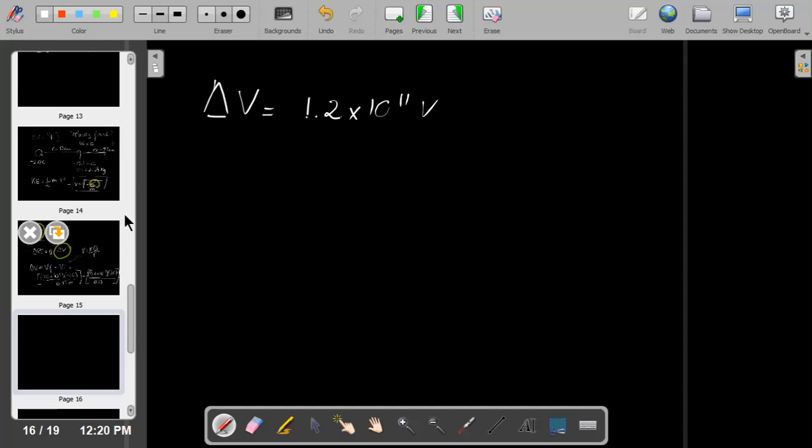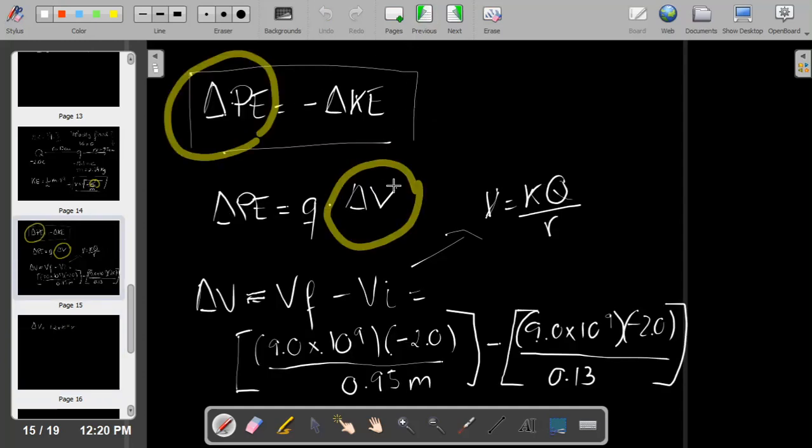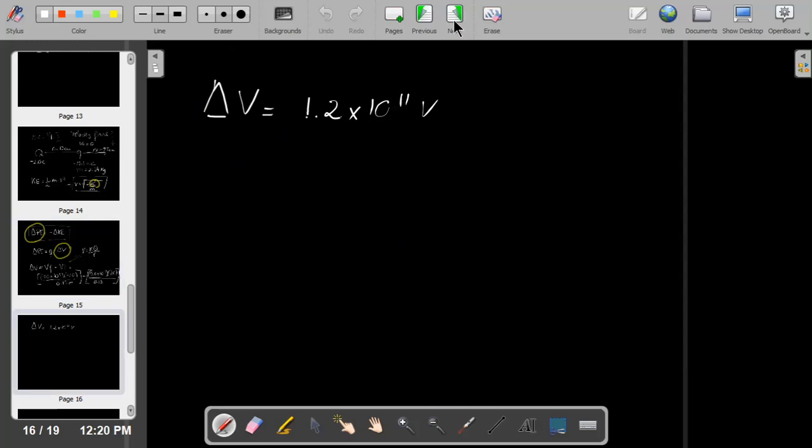This was just this part right here. Okay, this is all we have solved, is this part right here. So let's go to the next one. Do I have enough room? Yeah, I do have enough room.